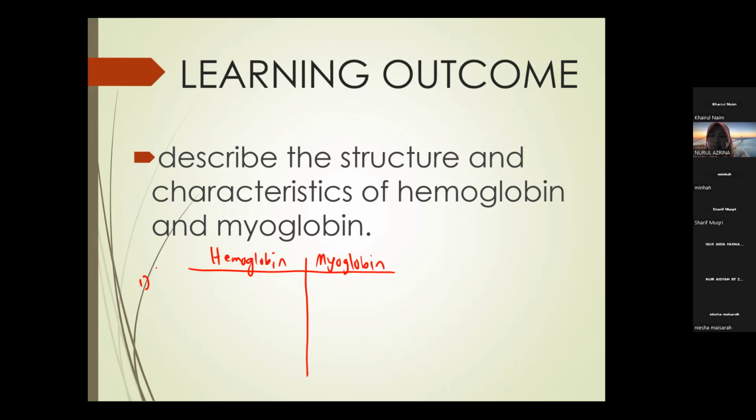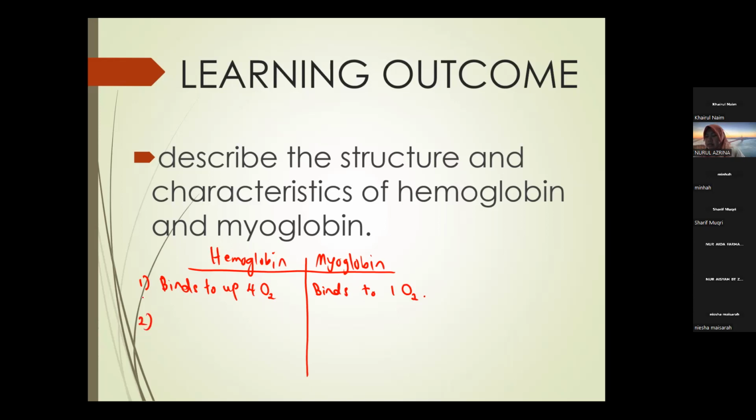Yes, madam. Okay, Sharif. Hemoglobin binds to 4 oxygen molecules, while myoglobin binds to only 1 oxygen molecule. Okay, very good. First, in terms of how many molecules can be carried and bound by hemoglobin or myoglobin. Hemoglobin can bind up to a maximum of 4 molecules of oxygen, whereas myoglobin can only bind to 1 molecule of oxygen. That is the first one.